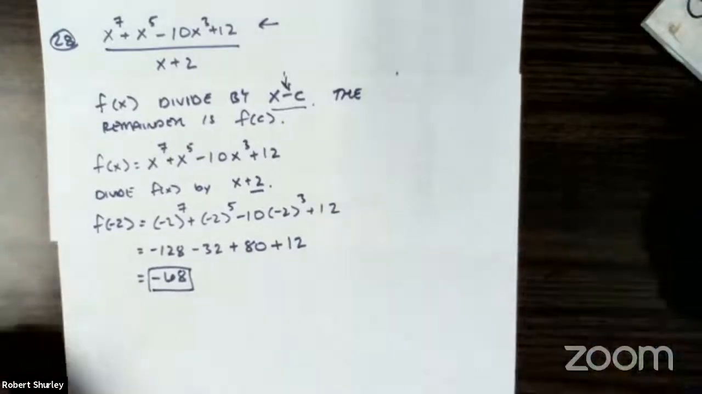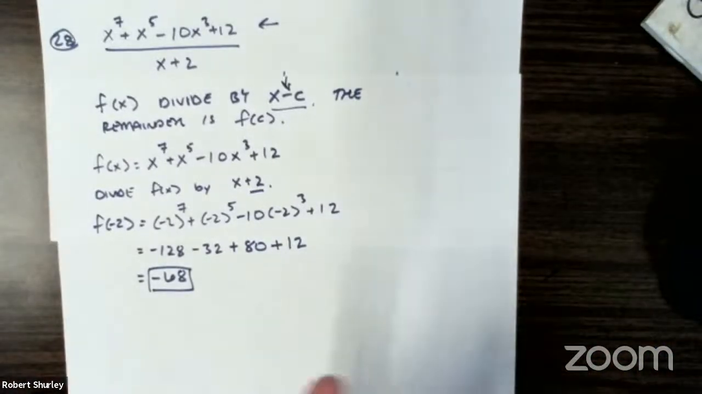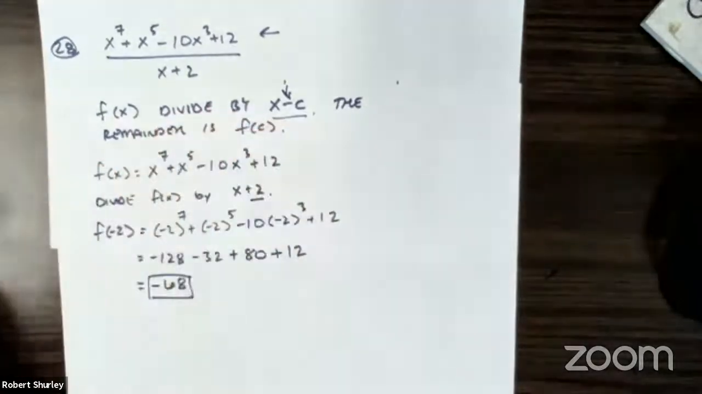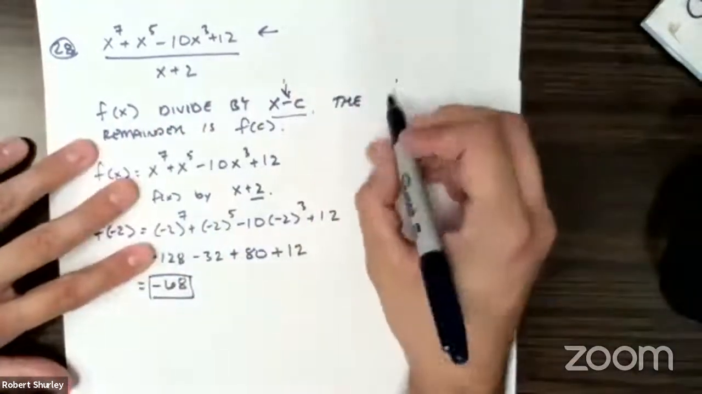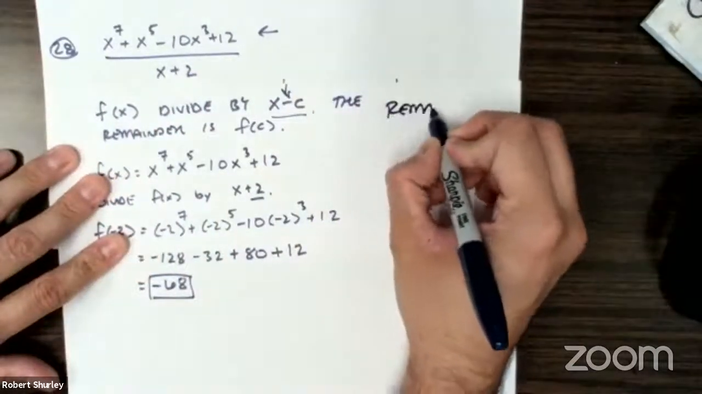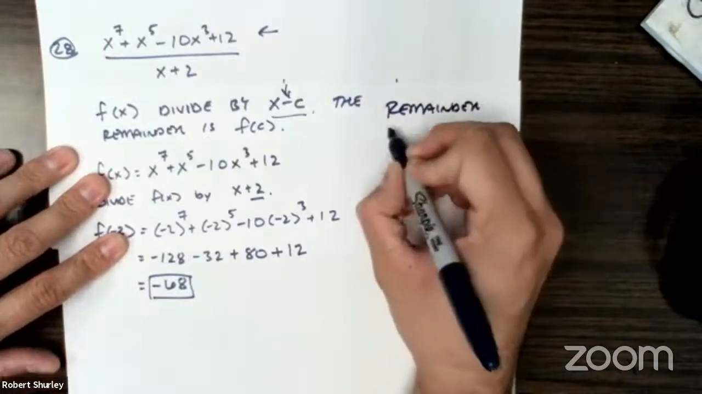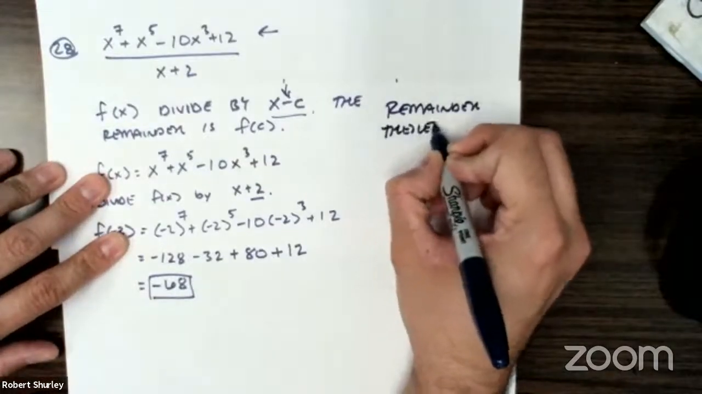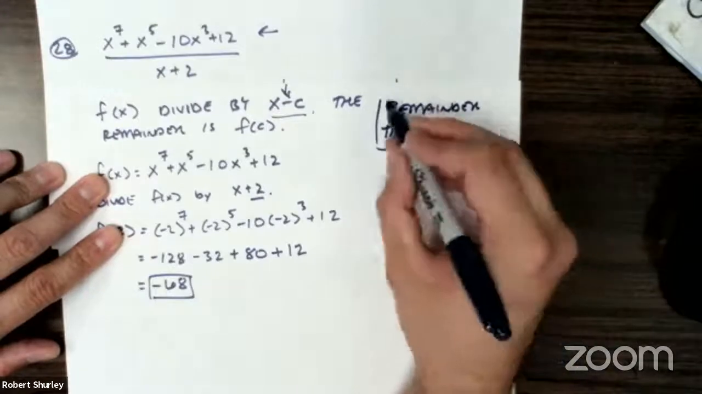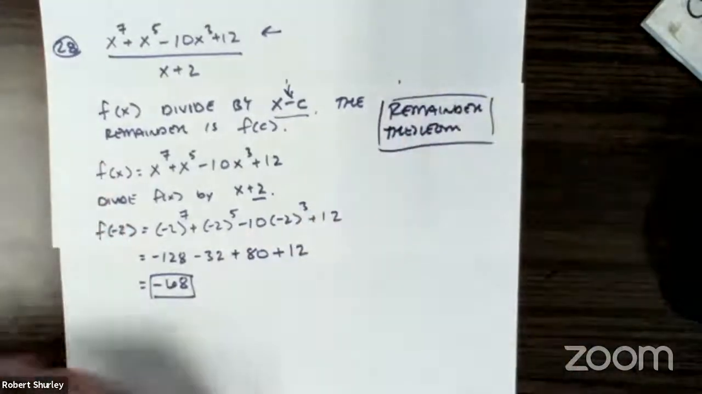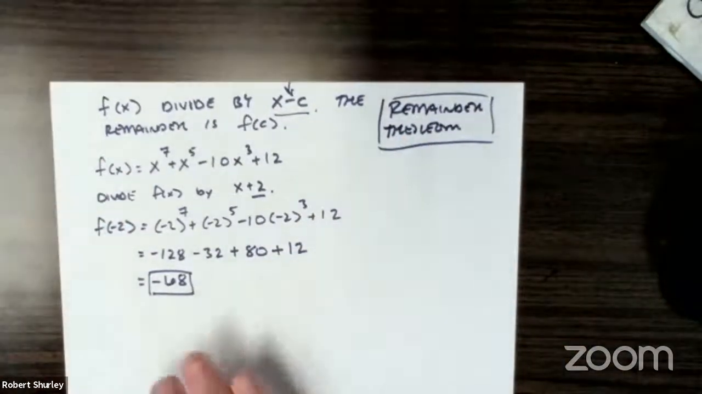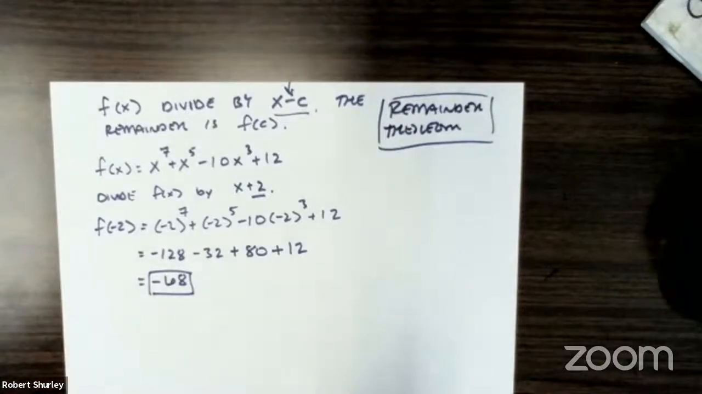Gotcha. And I'm telling you, this is called the remainder theorem. It's not that big of a deal. We'll see technology helps us out a little more than the remainder theorem, but it's out there. It's something we can use to see if we have a solution or not.